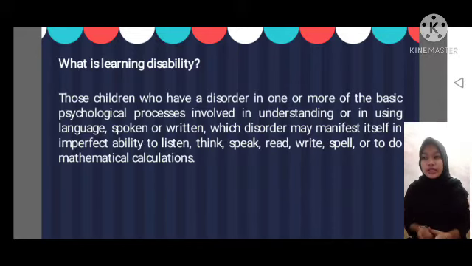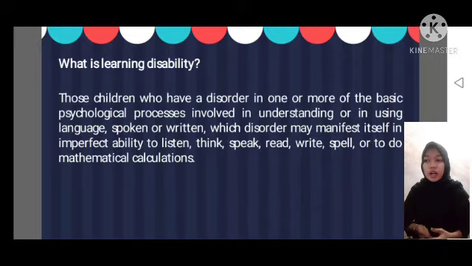Okay, next is learning disability. What is learning disability? Learning disability is a case that happens to children or students who have a disorder in one or more of the basic psychological processes involved in understanding or in using language, spoken or written, which disorder may manifest itself in an imperfect ability to listen, think, speak, read, write, spell, or to do mathematical calculations.